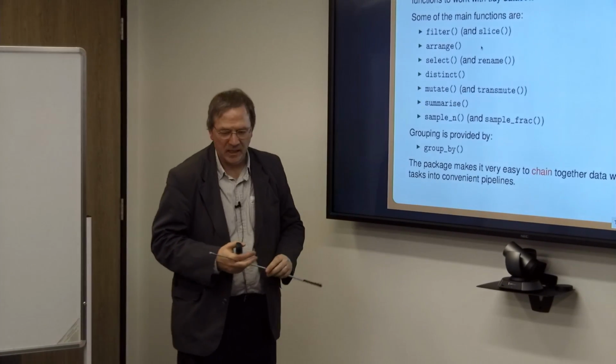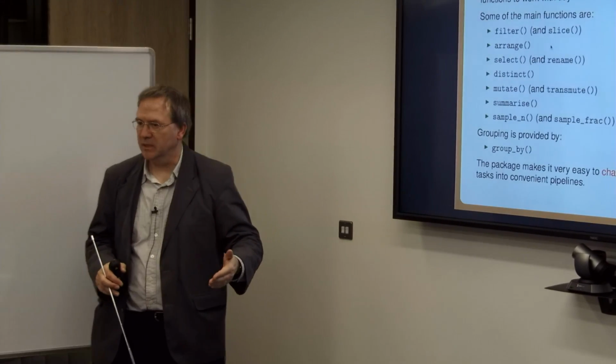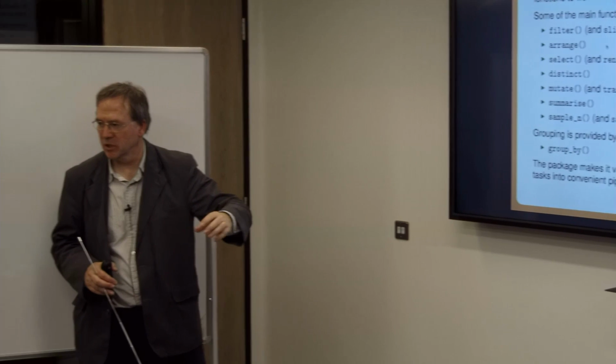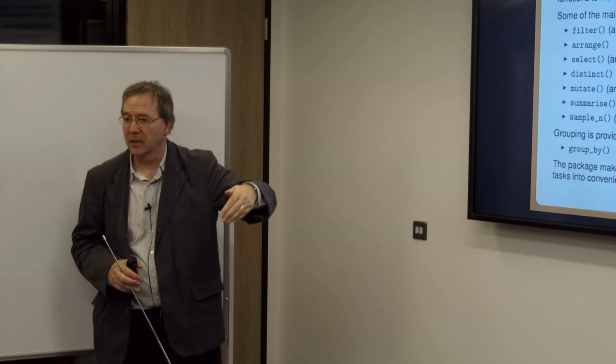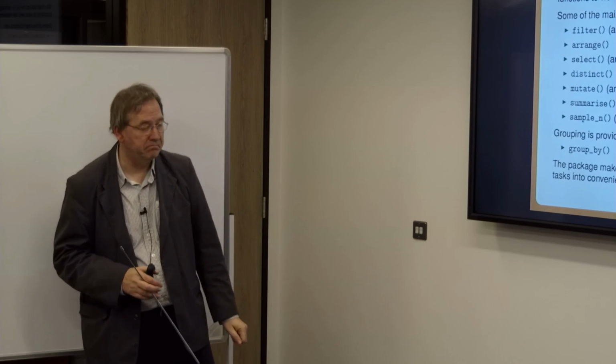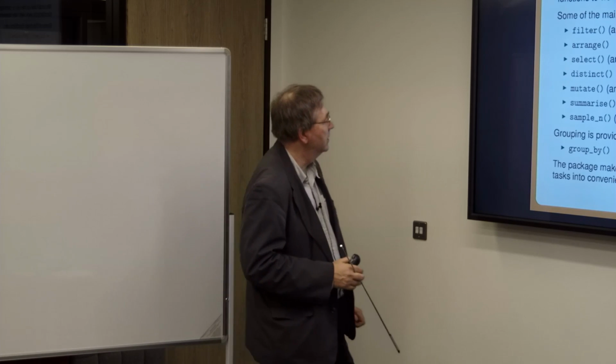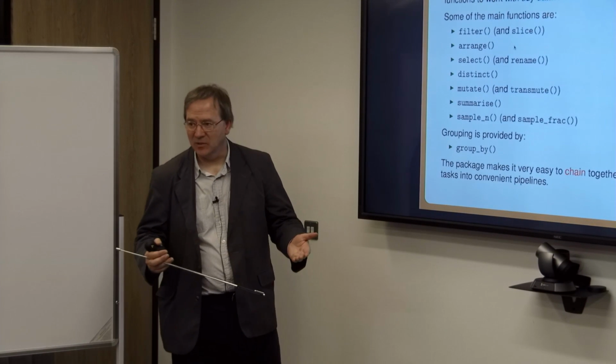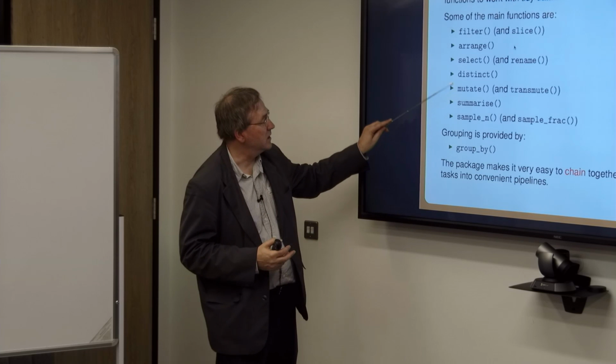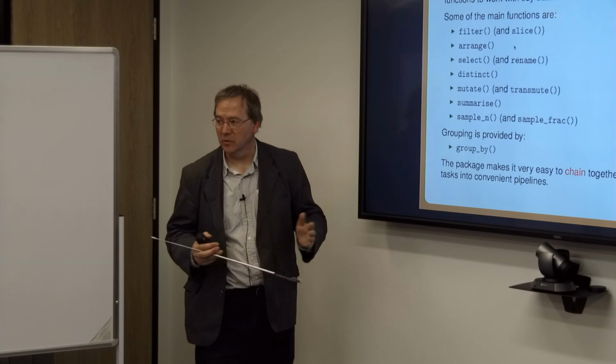Transmute is like mutate, but it doesn't add them to existing columns. It just generates a data frame with only those new columns. Okay, you could get the effect of transmute by doing mutate and then selecting just the new columns if you wanted to.